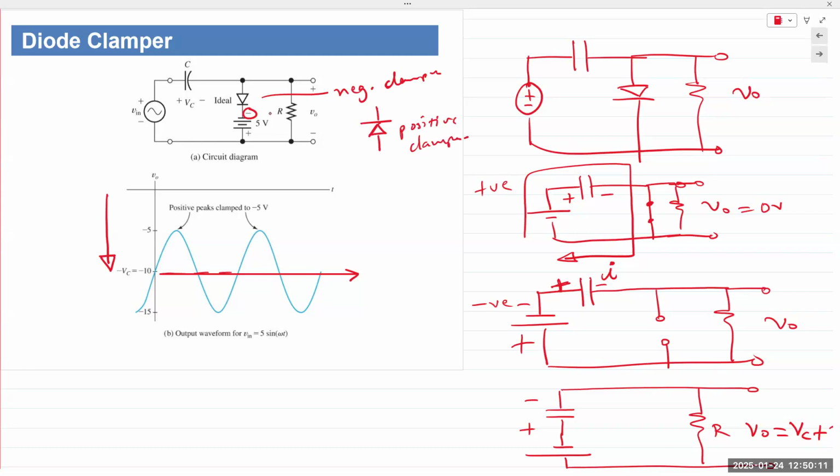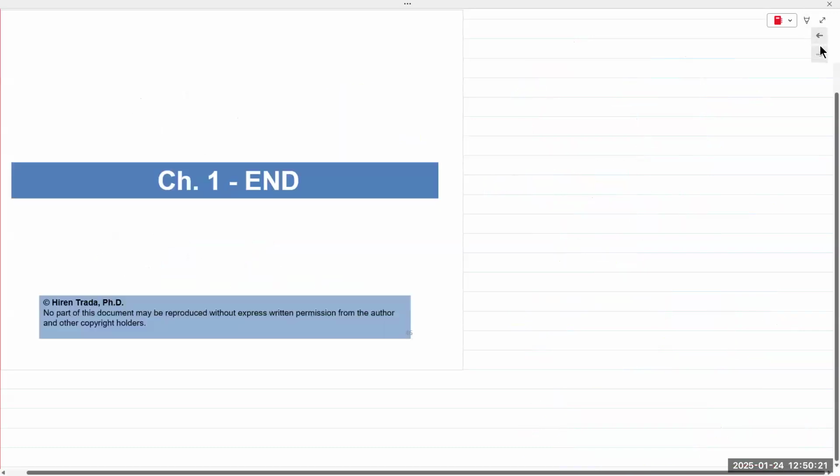I have about 10 minutes left and I want to start chapter 3, so I'm going to move on from here. If you have questions, I'd be happy to answer them after class. So this is the end of chapter 1, diodes.